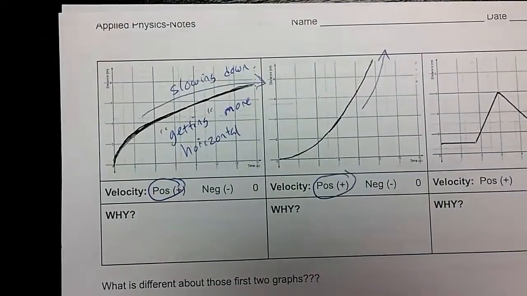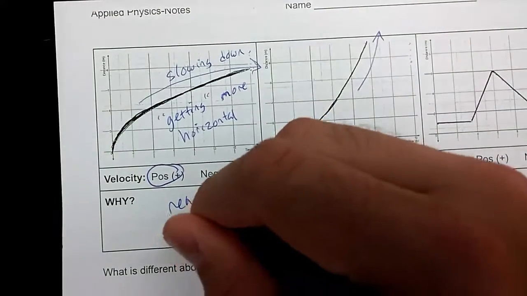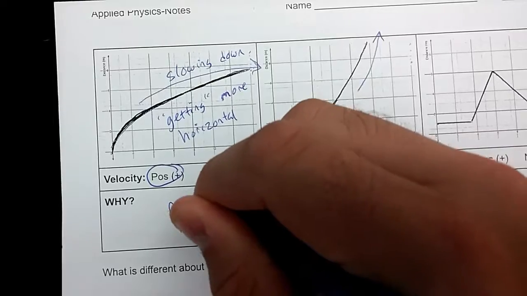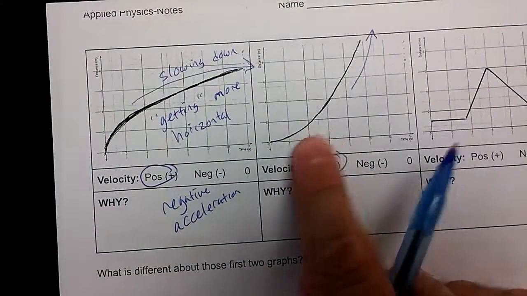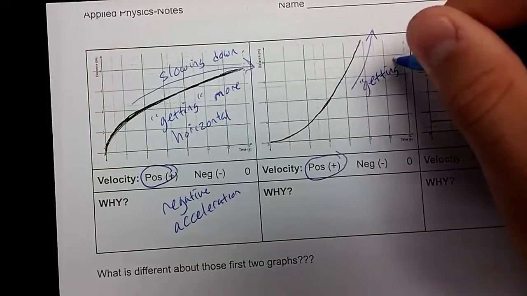That's how you know it's slowing down. And because it's slowing down, we call this a negative acceleration. It's a negative acceleration. The picture next to it, you'll notice, is getting more vertical.